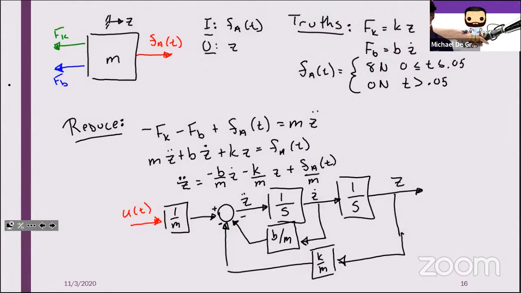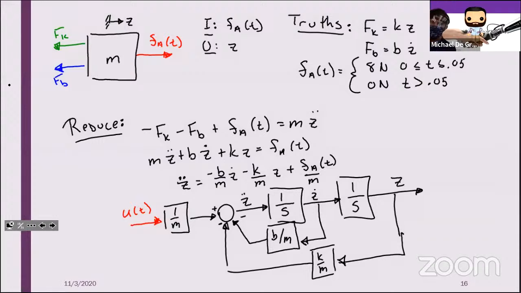Here's my truths. FK is equal to KZ. The sum of my forces is MZ double dot. FB is BZ dot. FA of T is this piecewise function that I have going on. It kind of looks like a step, except that it starts at 8 and it goes to 0, which is kind of like a reverse step. We've been doing start at 0, pops up to a number. But there's no reason why you can't have a step that goes in the reverse direction, right?